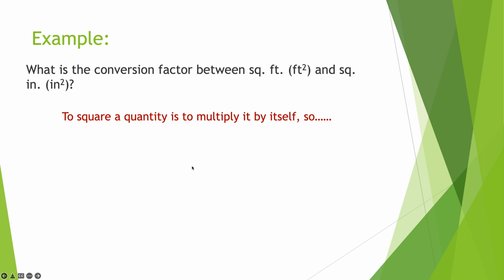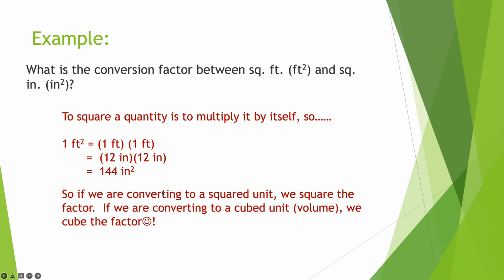Okay, so to square a quantity is to multiply it by itself. Therefore, 1 foot squared is 1 foot times 1 foot. But 1 foot is 12 inches. So I convert to 12 inches and 12 inches. And 12 times 12 is 144. Inches times inches is inches squared.